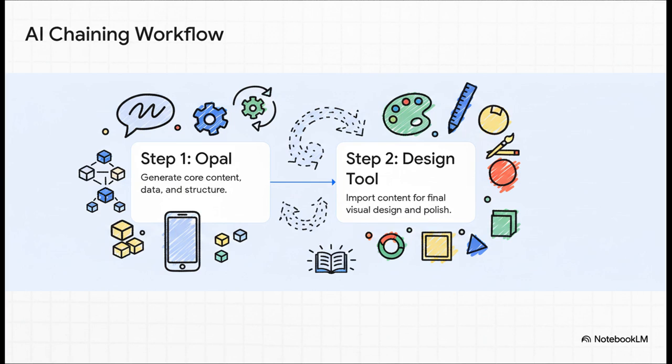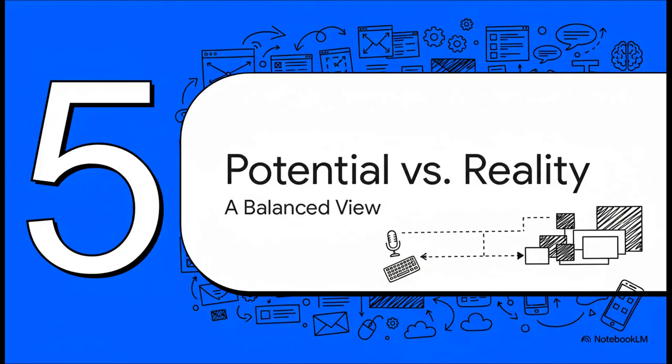So here's how you could actually apply that. You could use a tool like Opal for what it's really good at, generating the raw content, doing the data analysis. Then you take that output and pop it into a dedicated design tool to make it look beautiful, to add that final professional polish. It's all about using the right tool for the right job. That's how you create something really amazing. But we gotta remember, Opal is still experimental.